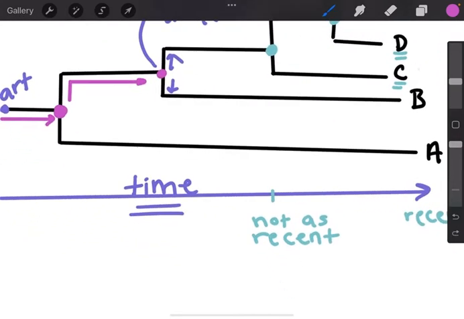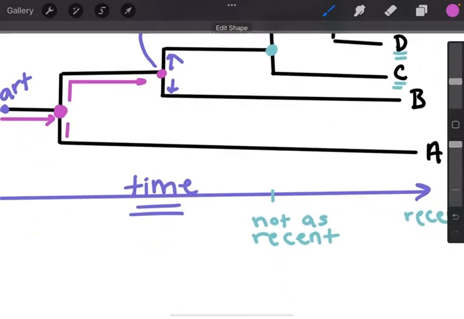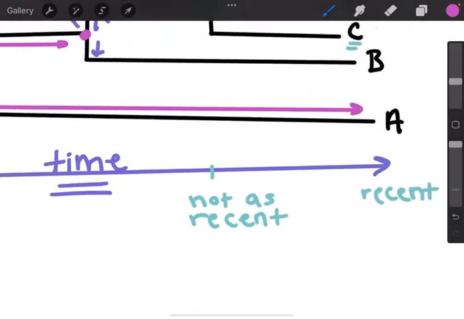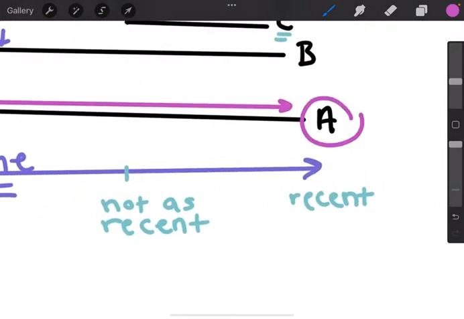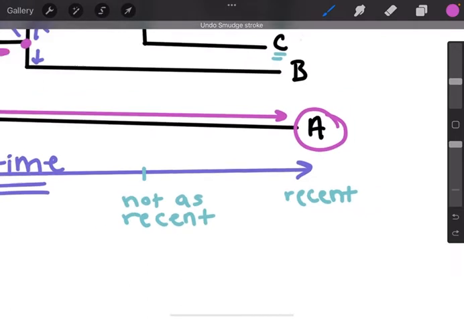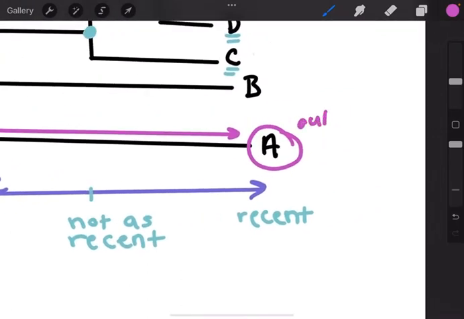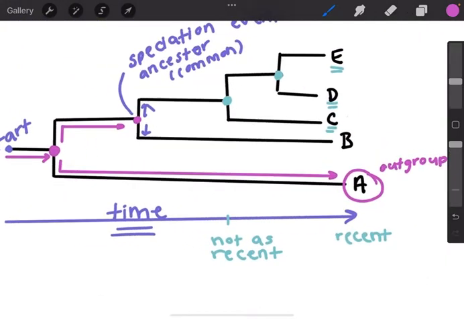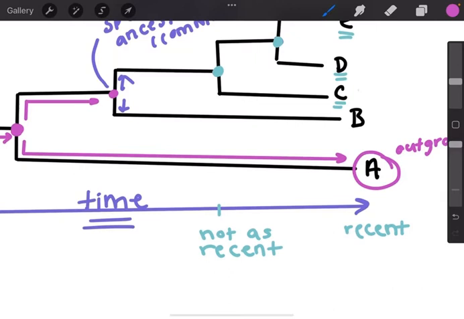If we go down and then we go to the right, we can keep going and going, and there is no other speciation event. So in this example, A is our outgroup because it arose from the first speciation event and hasn't experienced any other evolutionary things since that point.